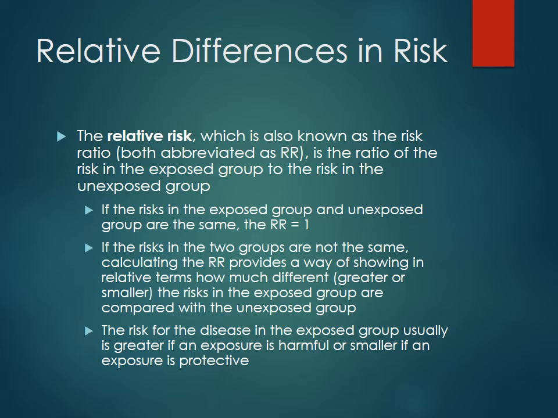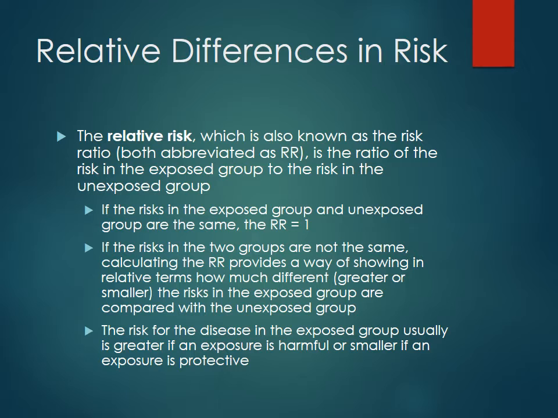So if the risks in both groups are the same, what would your relative risk be? Should be 1, because the same number of people are having the outcome in both groups. So 10 divided by 10 is still 1, right? So a relative risk of 1 means there's no difference between the groups.